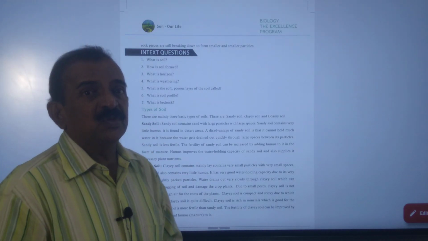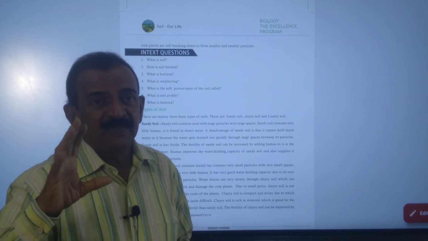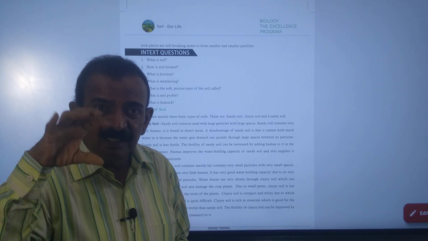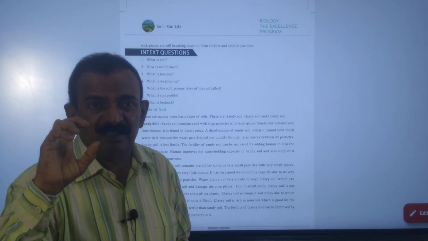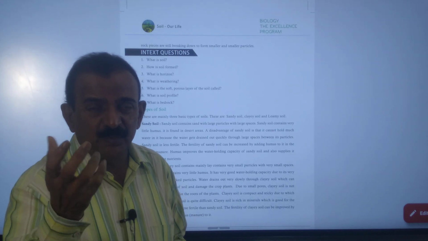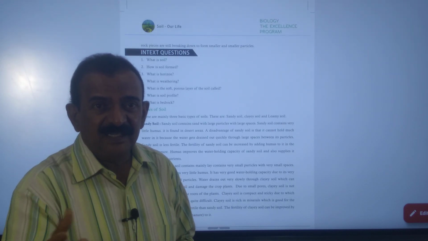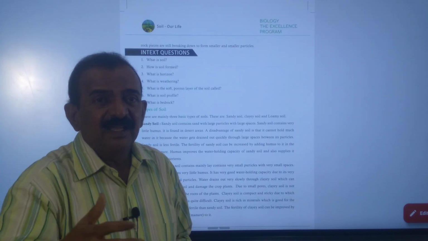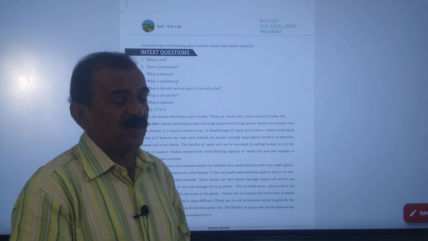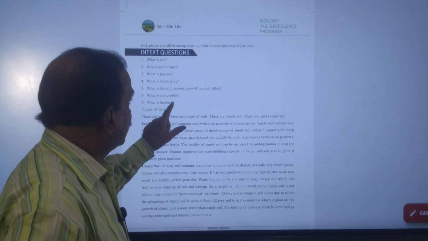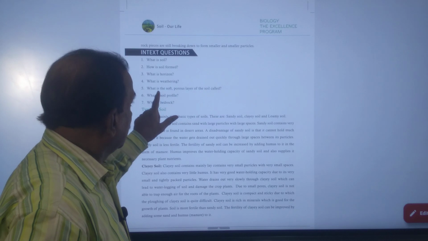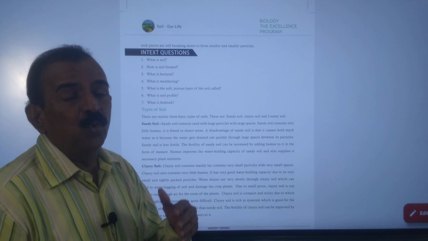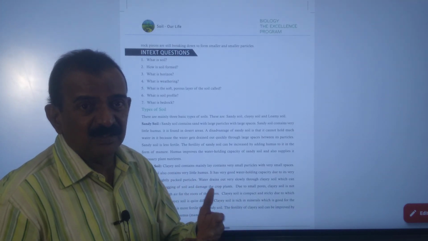What is weathering? Weathering is where rocks undergo weathering, and in weathering we observe factors like climatic factors and also humidity and wind and sunlight, and all these factors together we call weathering. And weathering of the rocks causes the formation of soil. And what is the soft and porous layer of the soil called? That is called loamy soil. So loamy soil is a soft soil.